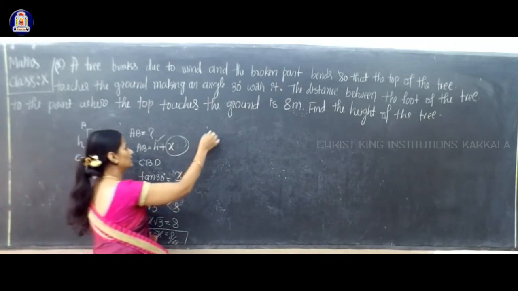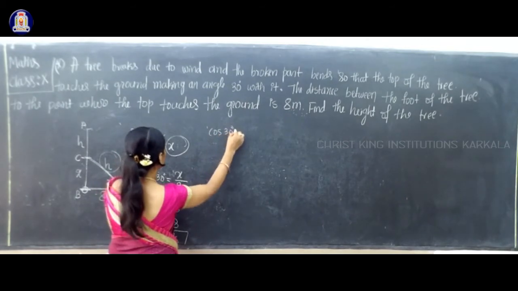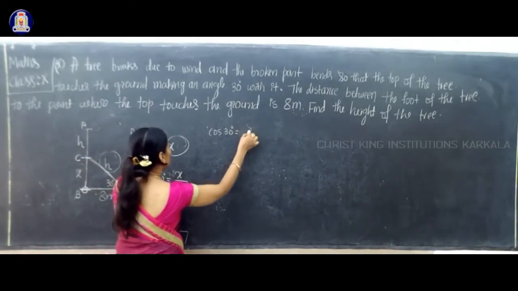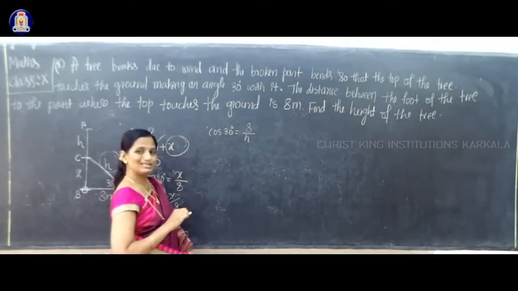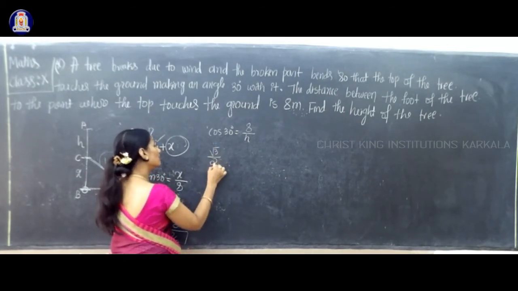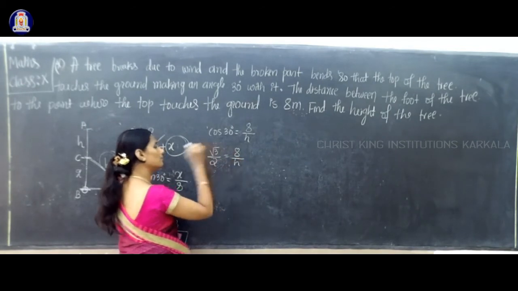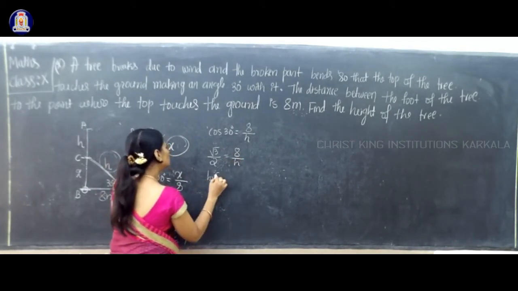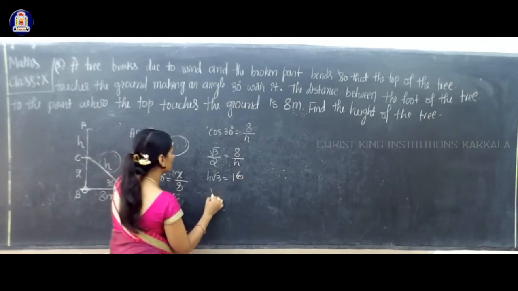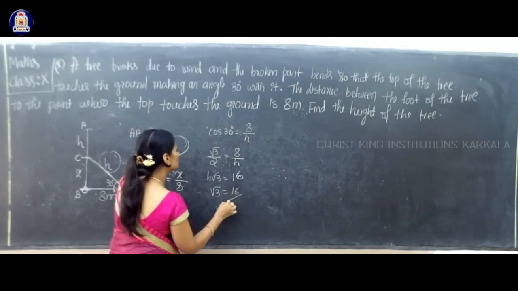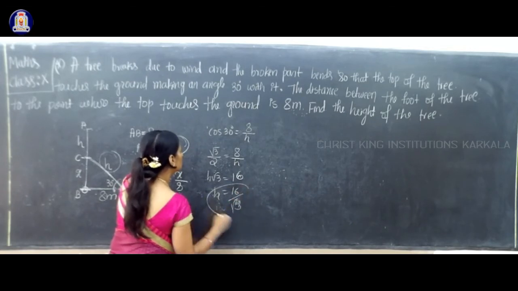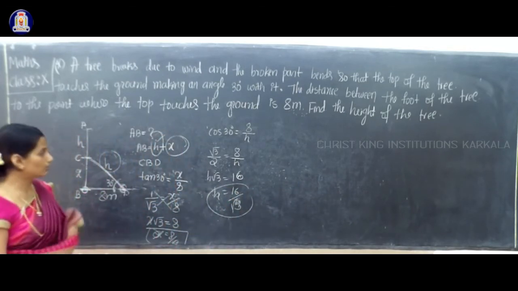So what is cos 30? Cos 30 is equal to adjacent side divided by hypotenuse side. So 8 divided by H. Cos 30 is root 3 divided by 2, equal to 8 divided by H. Cross multiply. H root 3 is equal to 16. So H is 16 divided by root 3. So H is also found. Now can you find out what is AB?